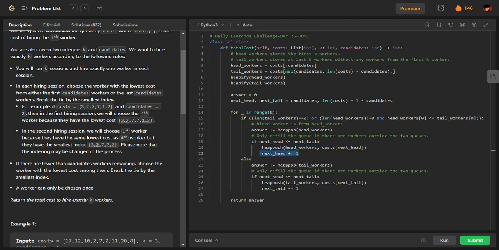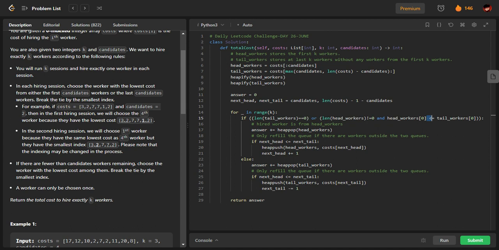Now suppose this condition is false. Remember there are two things happening: either it is less or it is equal to. If the smallest element of the head queue workers is equal to the smallest element of the tail workers, in that case also we'll take the one from the head workers only. Why? Because the one from the head workers will definitely have a lower index. That's the basic idea there.